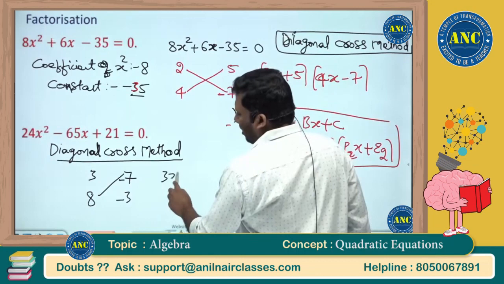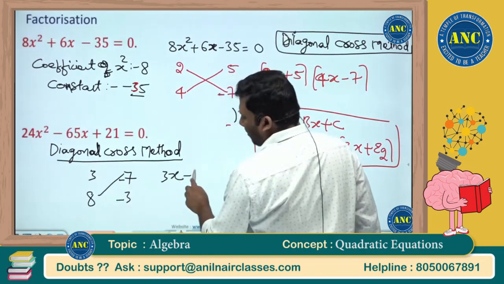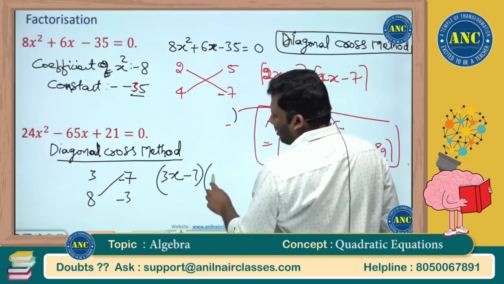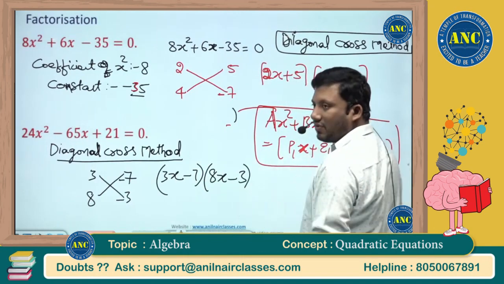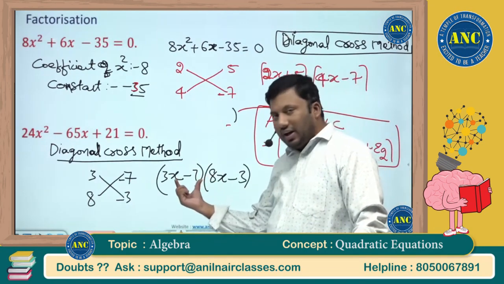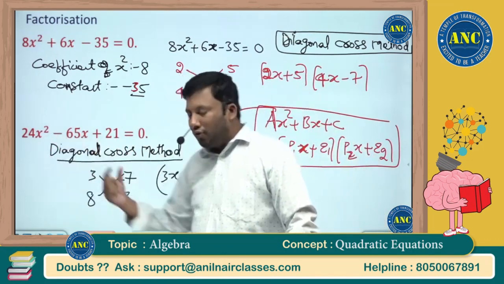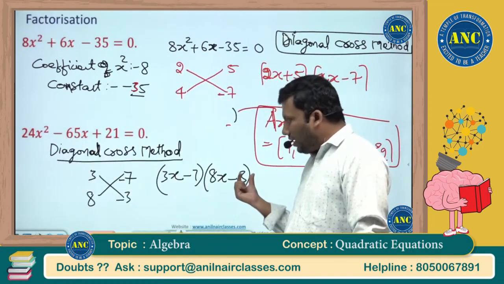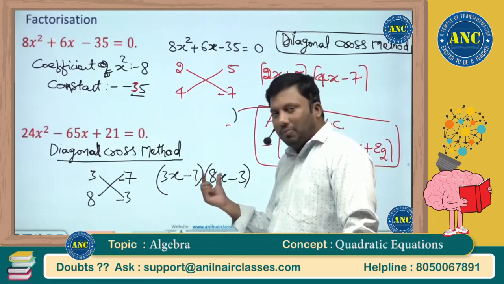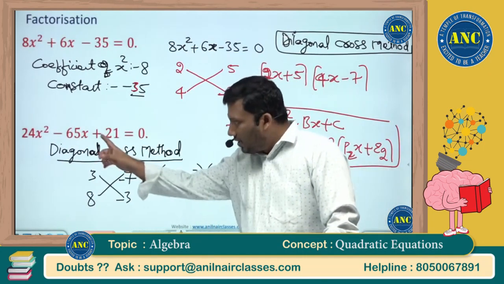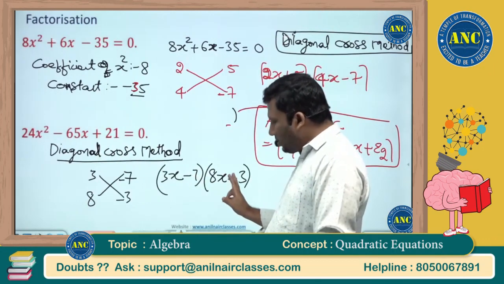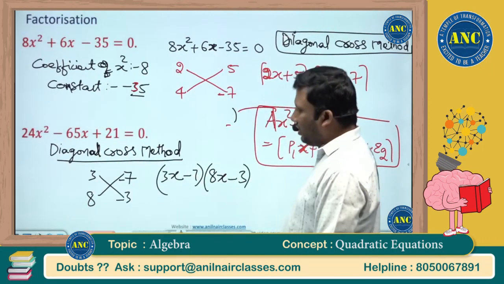So the answer is 3x minus 7 into 8x minus 3. 3x into 8x is 24x square. 3x into minus 3 is minus 9x, and minus 56x, gives minus 65x. Minus into minus is plus, 7 threes are 21.